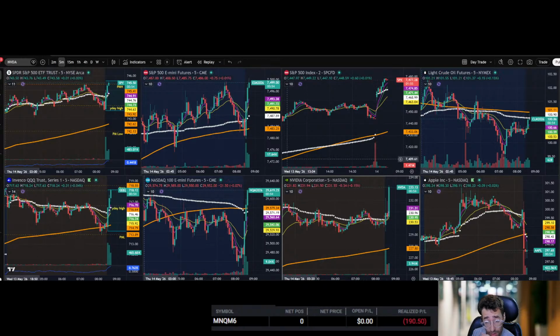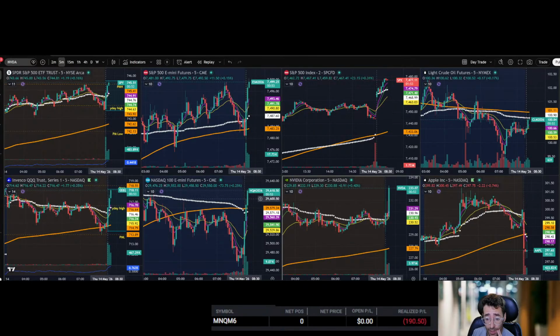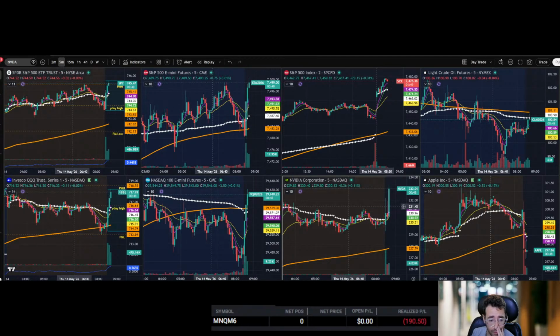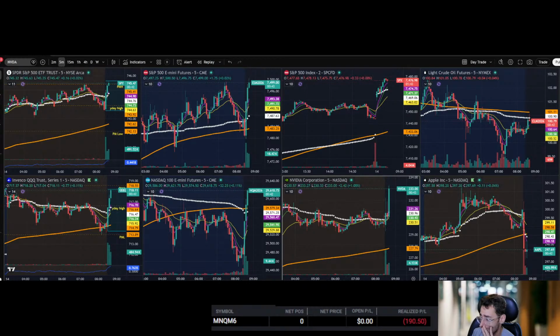And QQQ is much stronger than ES, and I was going short on QQQ. I still think we're going to reject. I really do, but it's just a matter of timing it. I'm not going to keep trying to do the same thing over and over and expect a different result, though. So I'm done trading that level. Obviously, that wasn't for me.